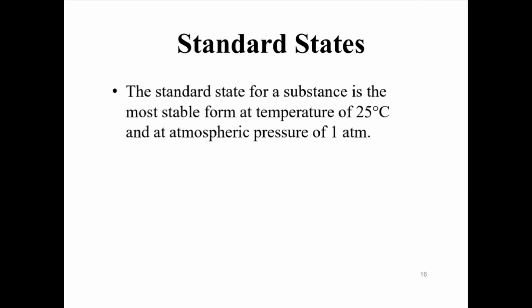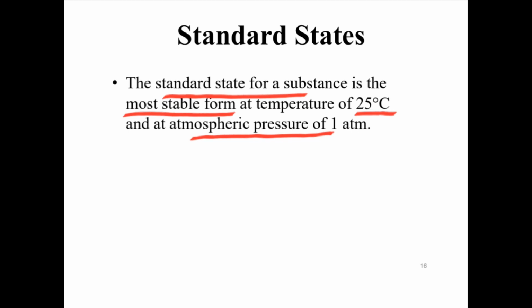So standard states. The standard state for a substance is the most stable form at a temperature of 25 degrees Celsius and atmospheric pressure of 1 atmosphere. So the standard state is the most stable state or form at 25 degrees Celsius and 1 atmospheric pressure. What chemists have done is they have agreed to this concept called standard state.